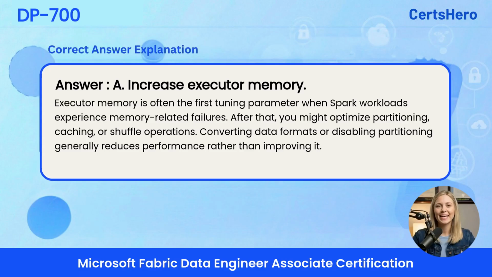Correct answer A. Increase executor memory. Executor memory is often the first tuning parameter when Spark workloads experience memory-related failures. After that, you might optimize partitioning, caching, or shuffle operations. Converting data formats or disabling partitioning generally reduces performance rather than improving it.